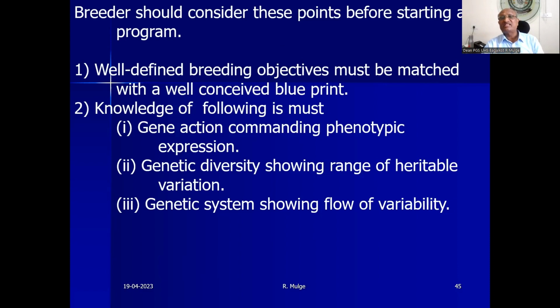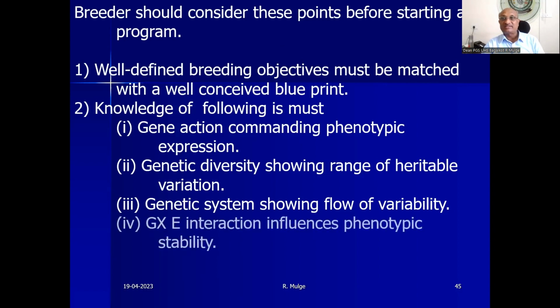All that genetic system showing flow of variability. So many times, general plant breeders know the plant breeding principles, but they do not know the crop. That's an advantage these vegetable science students have. You know the crops very well because you have spent more time with these crops. You know what kind of system is prevailing, what evolutionary aspect is prevailing in these crops, whether they are self-pollinated, cross-pollinated, or open cross-pollinated. What are the factors which are going to influence the extent of that?